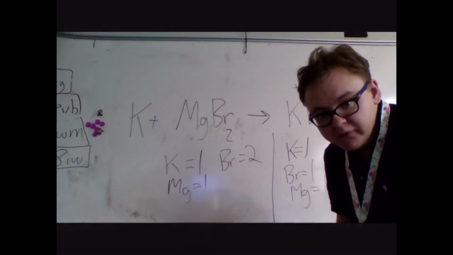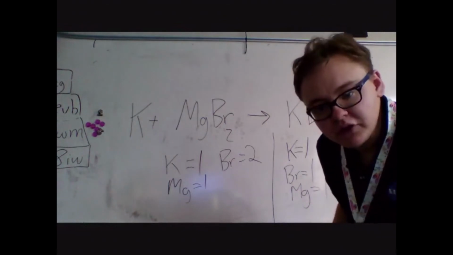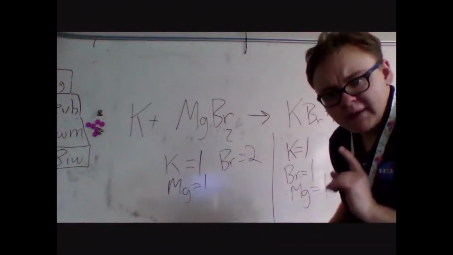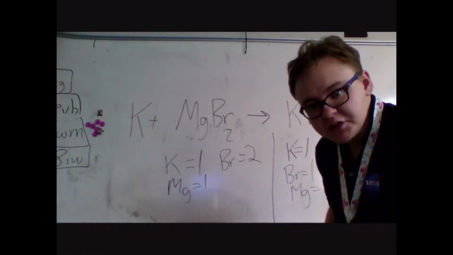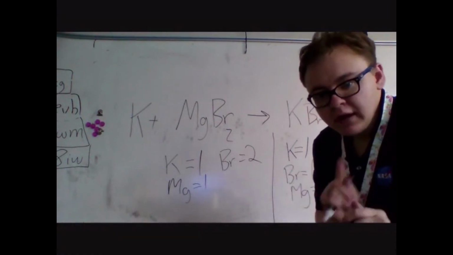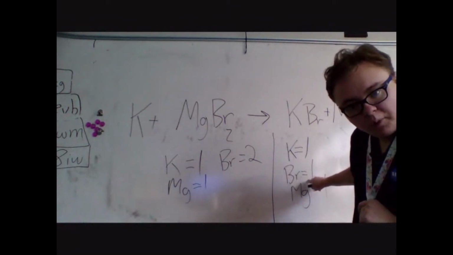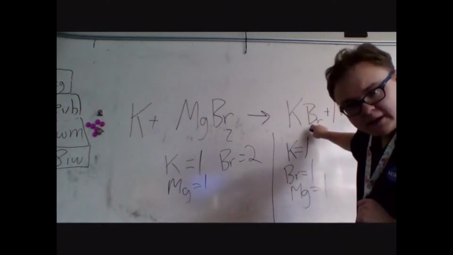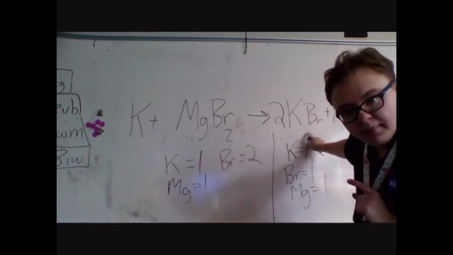We can put a big number in front of something. We can change a big number that's already there. That's the only thing we're allowed to change. So we have to think a little mathematically. We have to look at our equation and see what we can change to make the numbers line up. If you look at our right side, we have only 1 bromine. Well, bromine's here. Let's put a big 2 in front of potassium bromide.